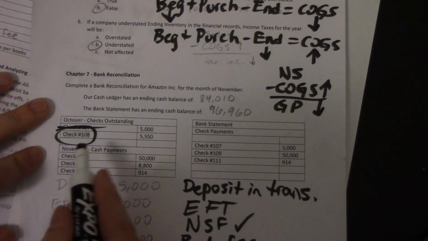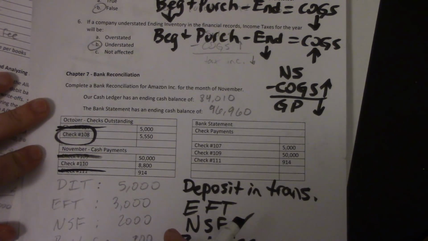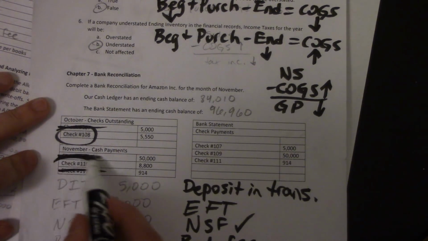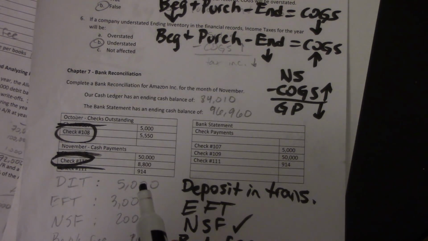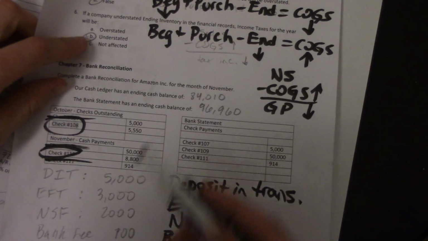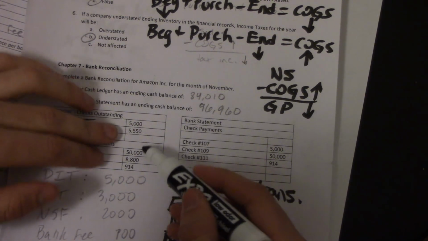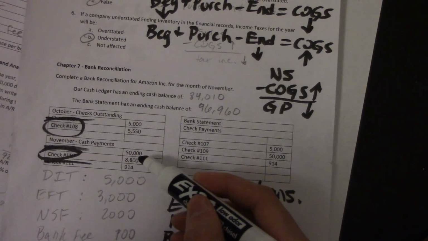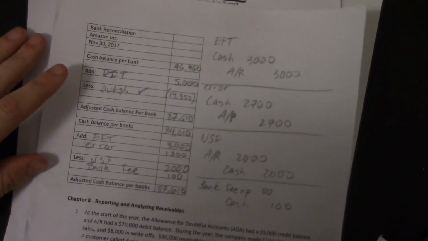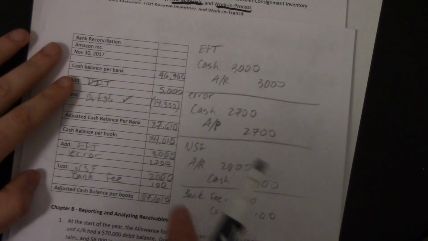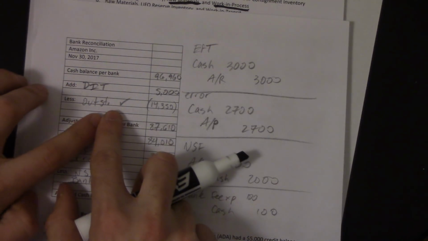They've seen check 109, so that's not outstanding, and they've seen check 111. They have not seen check 110. So 108 and 110 are outstanding. We'll take the total 5,550 plus 8,800, and that gives us a total of 14,350. And hopefully you can see that right here.